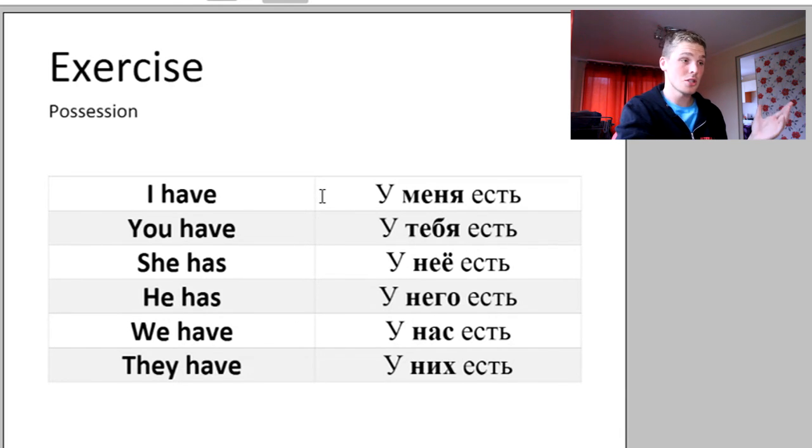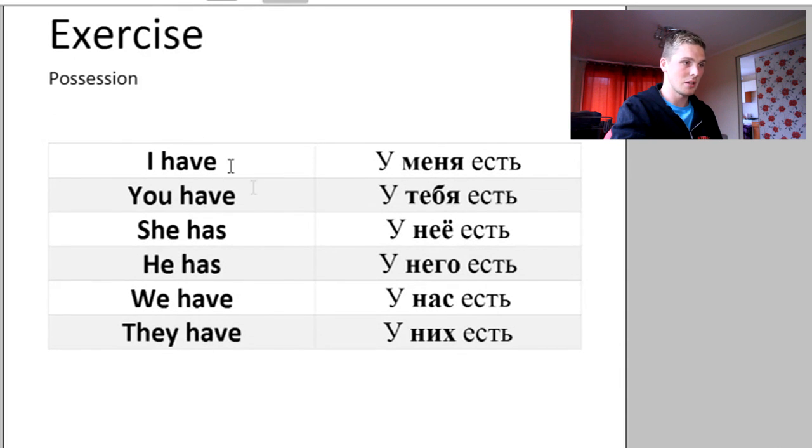And so, let's just translate all these phrases on the left side. I have is у меня есть. You have is у тебя есть. She has у неё есть. He has у него есть. We have у нас есть. And finally, they have у них есть.